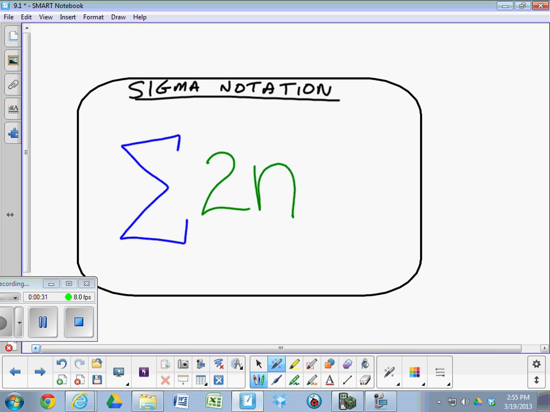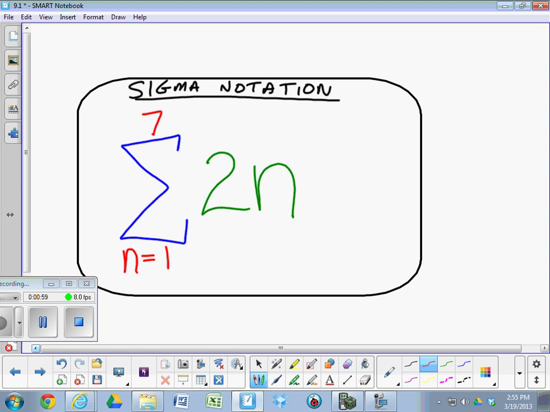All right? Under the sigma symbol, 90-some% of the time, they'll start you with n equals 1, meaning 1 is the first number that you're going to plug into the formula. At the top, they'll tell you when to stop. For example, we might stop when we get to 7. Why 7? I like 7.